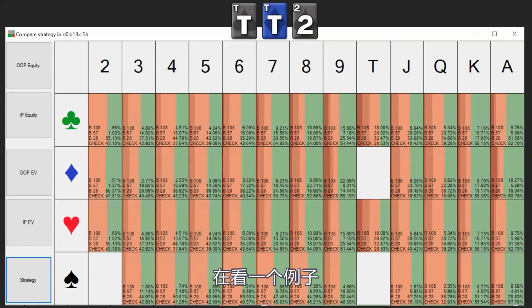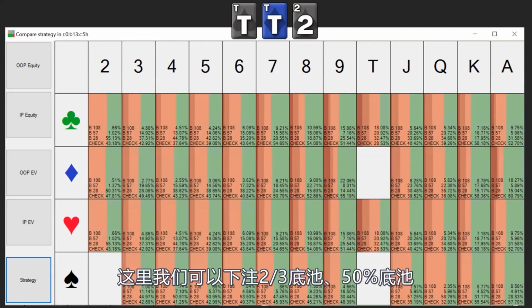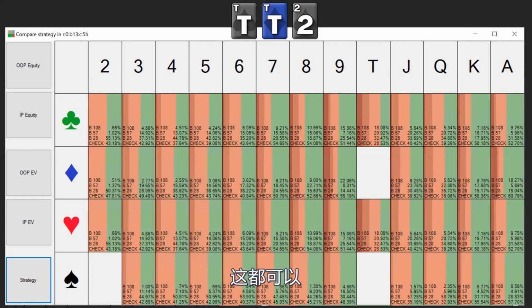Again, on let's say a turn 3 of clubs, you tell me, okay, I want to be betting something like 2/3 pot or 50% pot instead of block betting. I think it's totally fine. It's totally up to you.